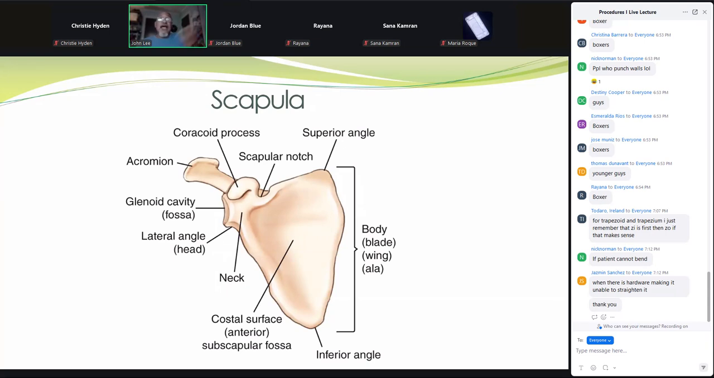Different parts of the anatomy. The costal surface. Remember, costa is medical terminology for rib. So this is the rib side, the costal surface. This is the anterior. The dip that's built in here is known as the subscapular fossa. Again, you've got to know all the terms.